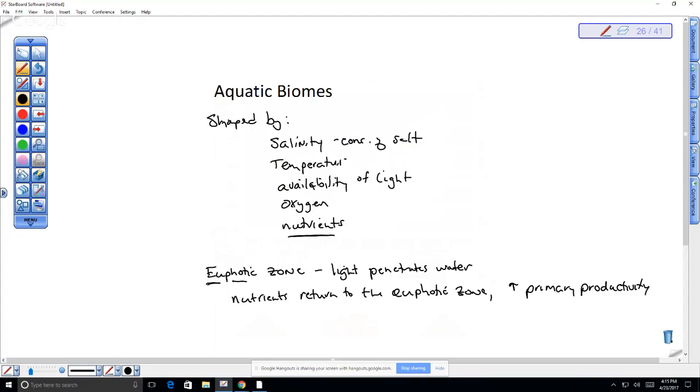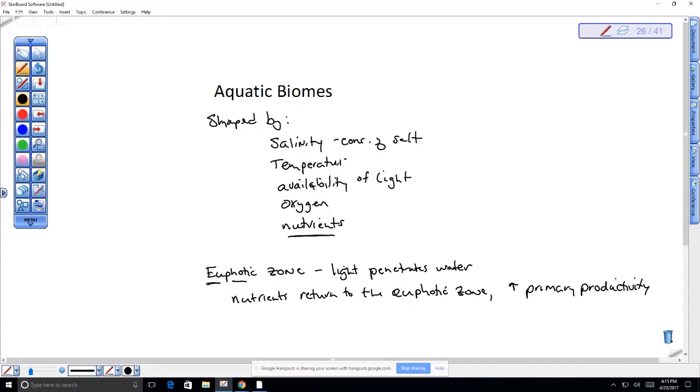The water can be mixed by wind on ponds. It could be mixed by going over rocks. It can also be mixed when you get upwelling of water in the oceans. And it can also be mixed where the rivers run into the oceans. And so these are some of the important ideas that we're going to look at when we look at these different aquatic biomes.